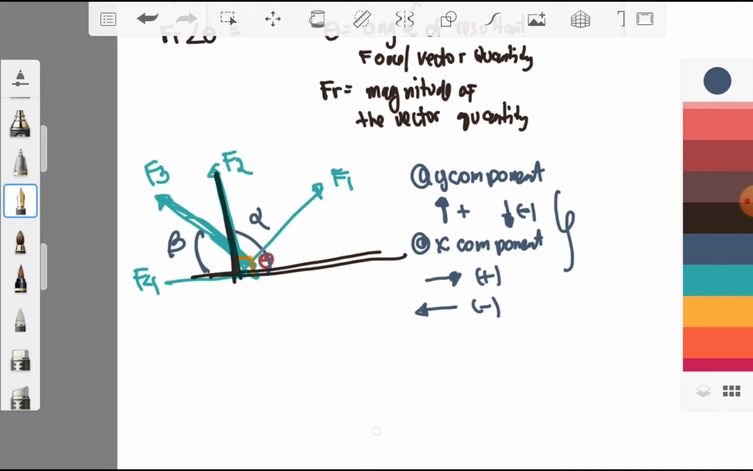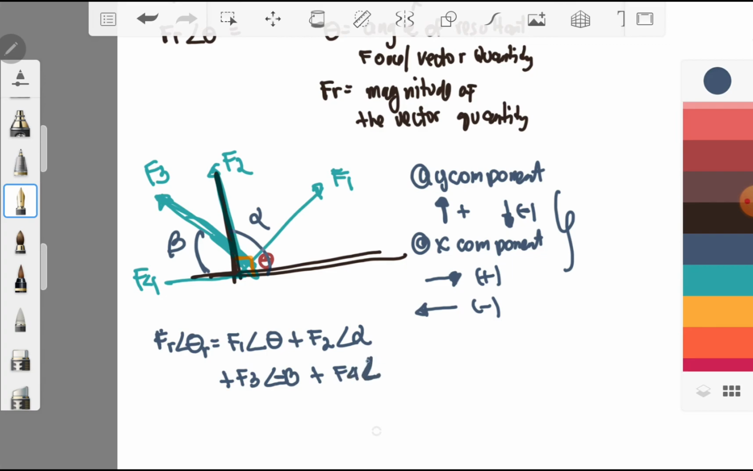So your F1 has positive theta, let's say FR angle, angle theta R is equal to F1 angle theta plus F2 angle alpha or 90 degrees, plus F3 angle negative beta, plus F4 angle gamma. Let's say angle phi.